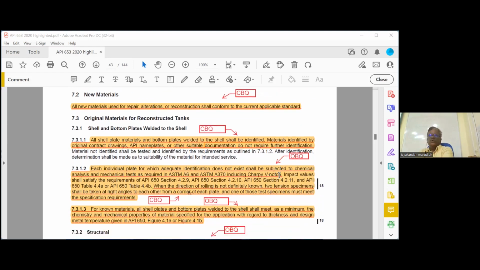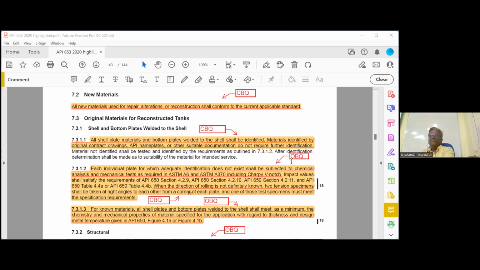Then suppose you don't know the identification, we cannot identify, you have to go for testing, chemical analysis and mechanical testing. Each individual plate for which adequate identification does not exist shall be subject to chemical analysis and mechanical test as required by ASTM A6 or A370, including Charpy V-notch.